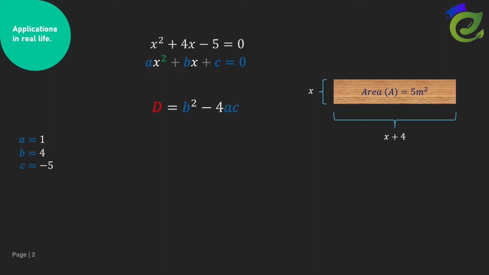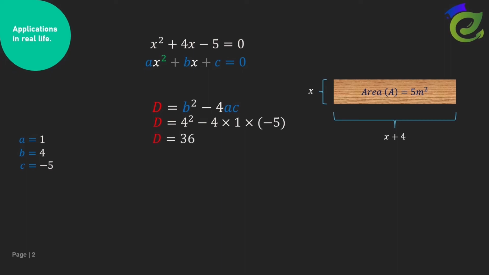First, we need to find the discriminant. We know discriminant d is equal to b square minus 4ac. Substitute the values of a, b, c in the formula. Discriminant d is equal to 4 square minus 4 multiplied by 1 multiplied by minus 5. Then the d is equals to 36.